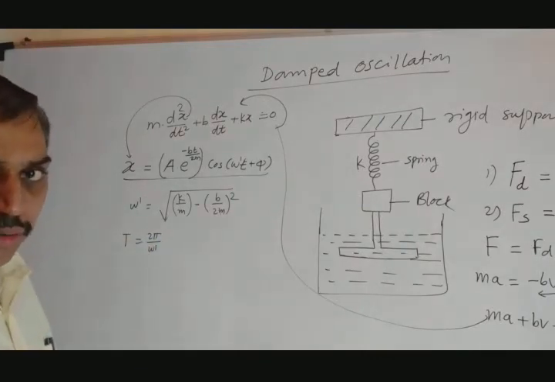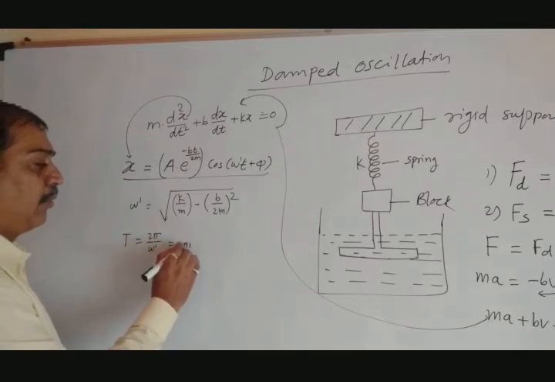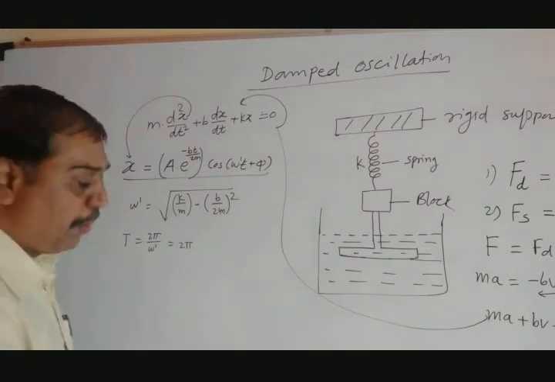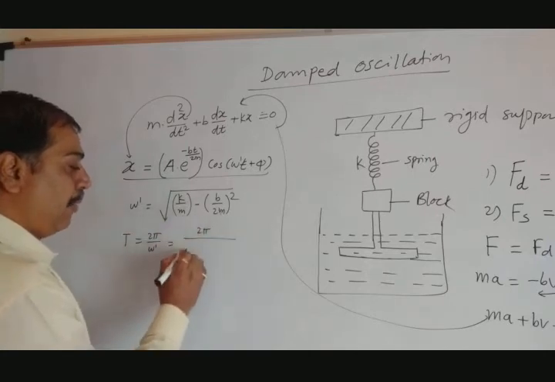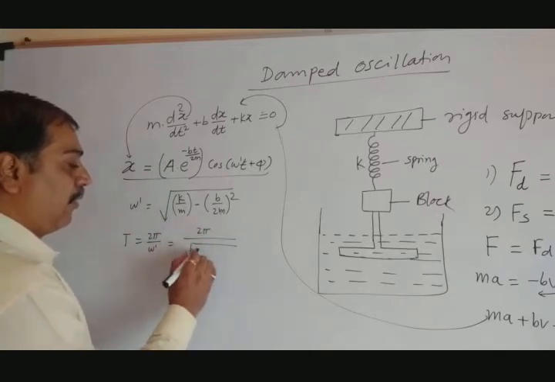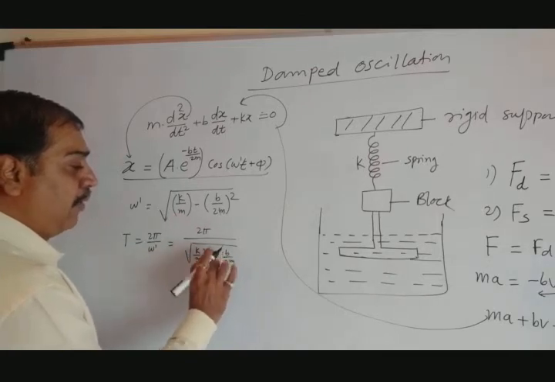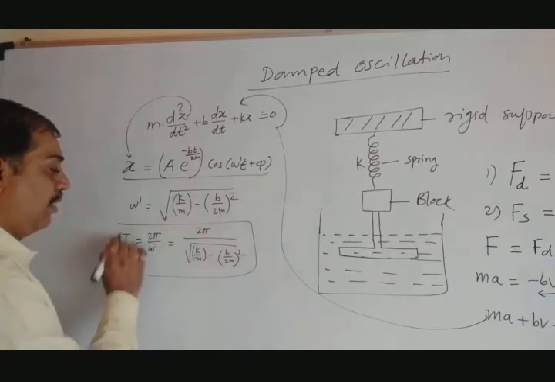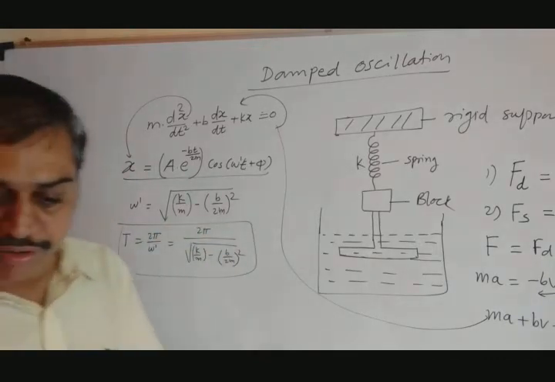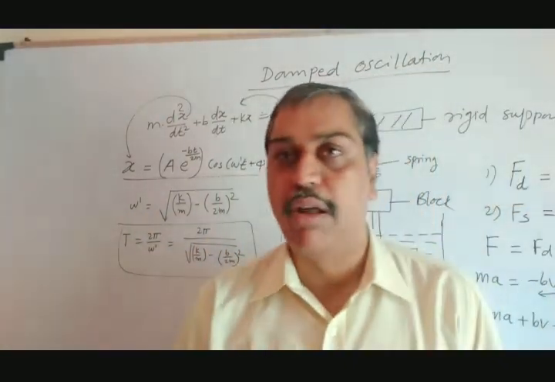From this you can find the time period T equal to 2 pi divided by omega dash. They have not mentioned omega dash in your book, but it must be omega dash. So you can write T equal to 2 pi divided by omega dash, which is 2 pi divided by the square root of k by m minus b by twice m whole square. This is the time period for a particle performing damped harmonic oscillations. So this is a simple way we have derived the damped harmonic oscillator.